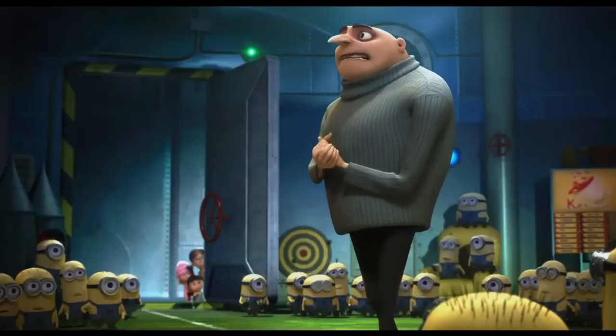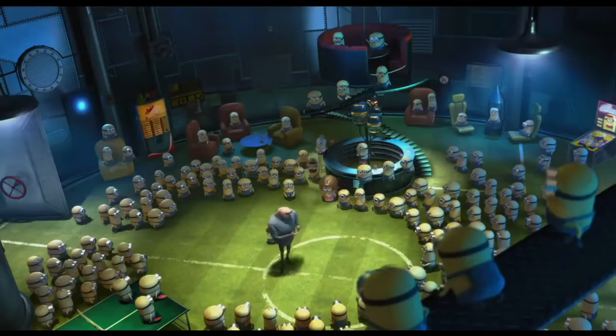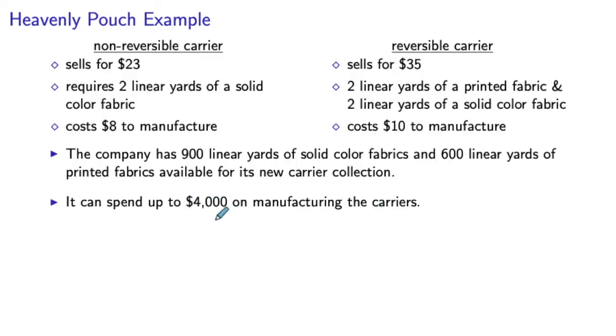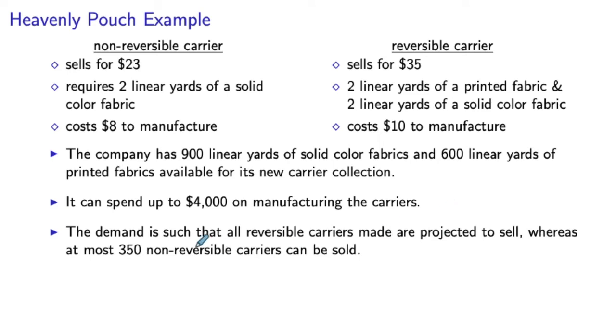In terms of money, we have no money. Again, the budget is limited to $4,000. Then there are some marketing considerations. The demand is such that all reversible carriers made are projected to sell, whereas at most 350 non-reversible carriers can be sold. So the demand is essentially unlimited given the quantities that they can produce for the reversible carriers, and the demand for non-reversible carriers is not very high. They assume that they cannot sell more than 350 of these.